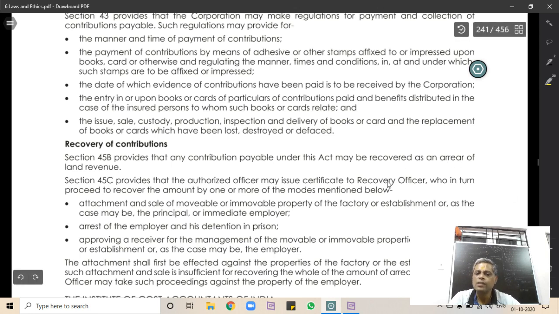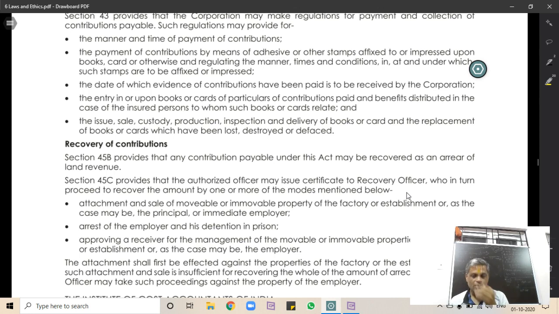The authorized officer may issue a certificate to the recovery officer, who in turn proceeds to recover the amount by one or more of the methods mentioned below. What are the methods mentioned? Like attachment and sale of movable or immovable property of the factory or establishment, or as the case may be, of the principal or the immediate employer.